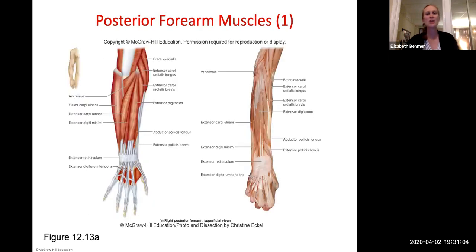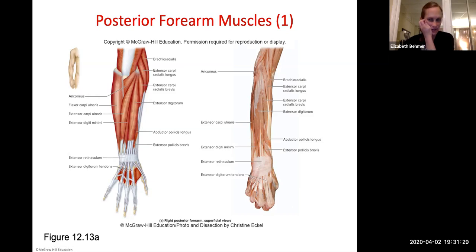So this is a look at your posterior forearm muscles. I can't remember how many you have here on your lab list. There's an extensor digitorum, where you'll see tendons going into the digits of your fingers. Extensor carpi ulnaris, and extensor pollicis brevis will be by your thumb.